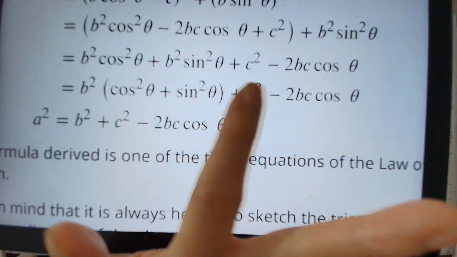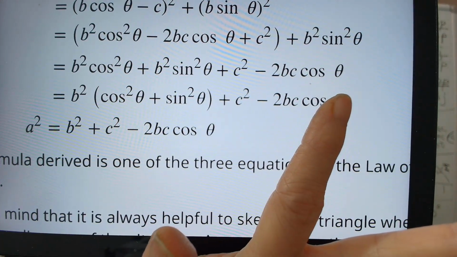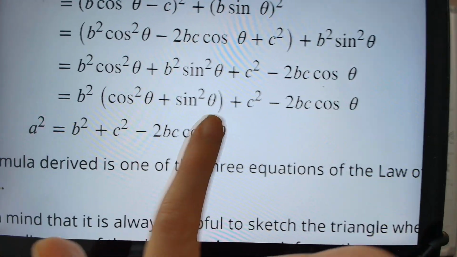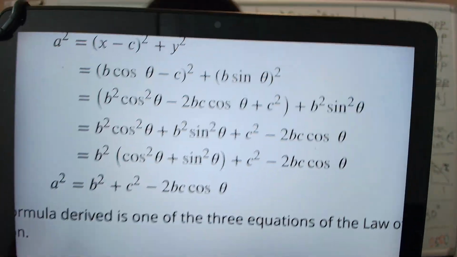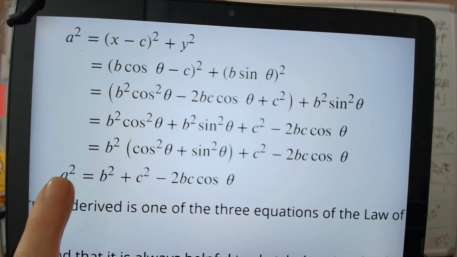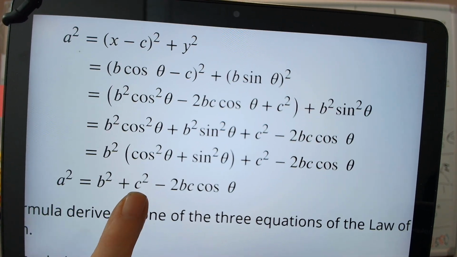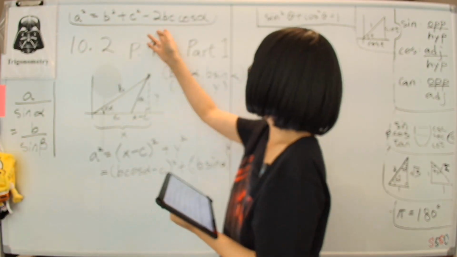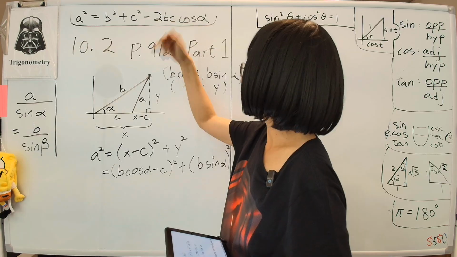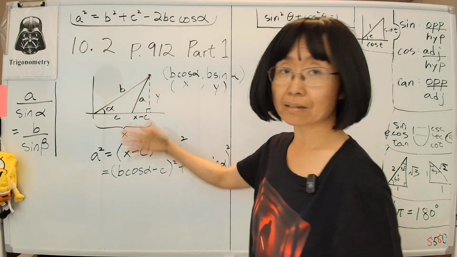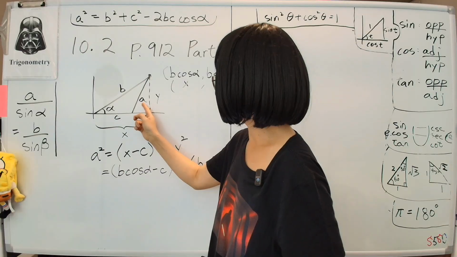Now in the meantime, c squared minus 2bc cosine theta is still here, and we keep it. So what do we have? We started out with a squared. So the whole thing ended up being a squared equals b squared plus c squared minus 2bc cosine theta. And that is what I have up here, except I call it alpha because I feel that might be easier. But you can call it anything you want. It's just the angle that faces A.